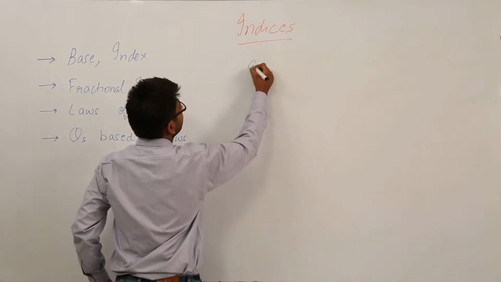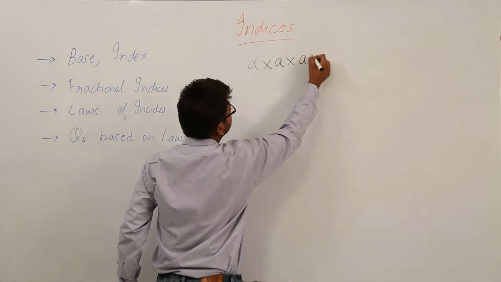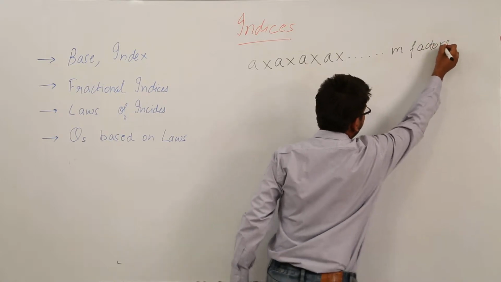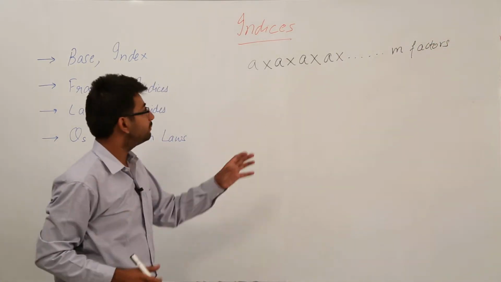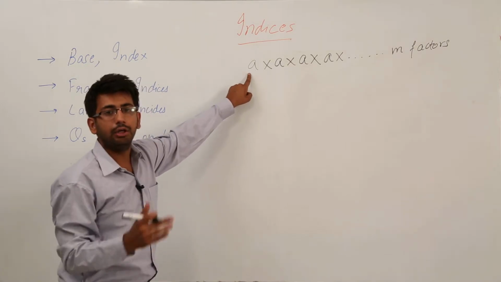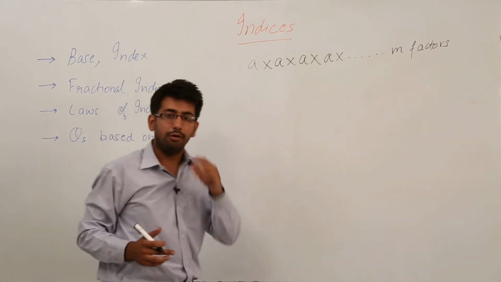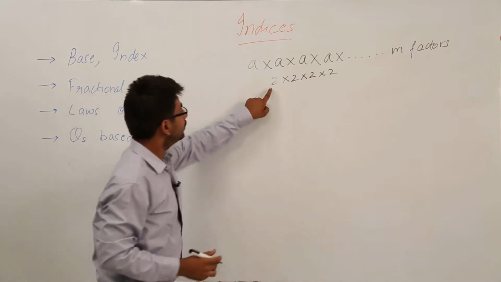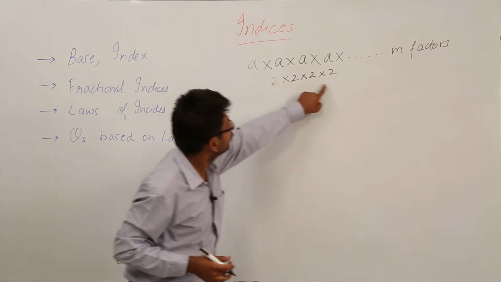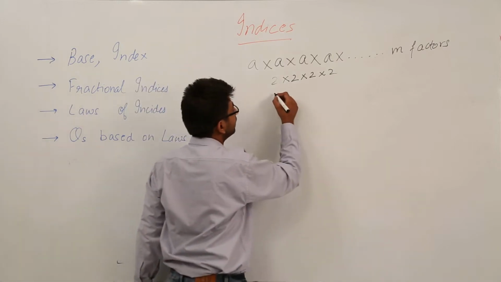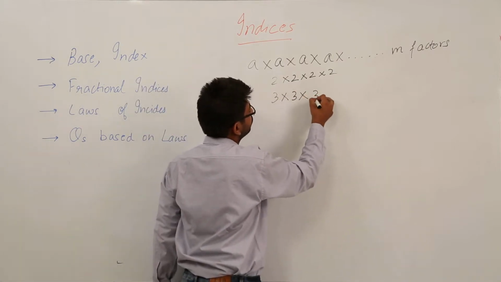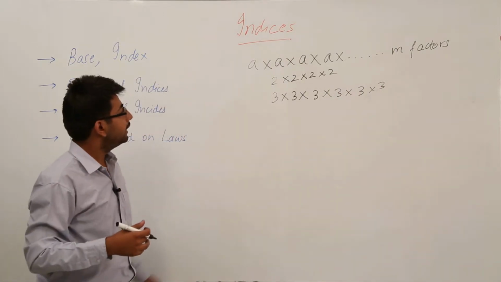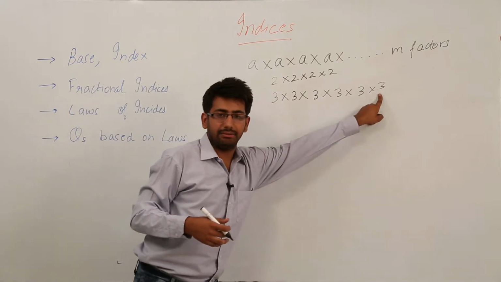Now you know that whenever we write a into a up to m factors, what do we mean by this? You know that this means that a is being multiplied to itself up to m times. For example, 2 into 2 into 2 into 2. Here 2 is being multiplied to itself 4 times. Another example, 3 into 3 into 3 into 3 into 3 into 3. Here we have multiplied 3 with itself 6 times.